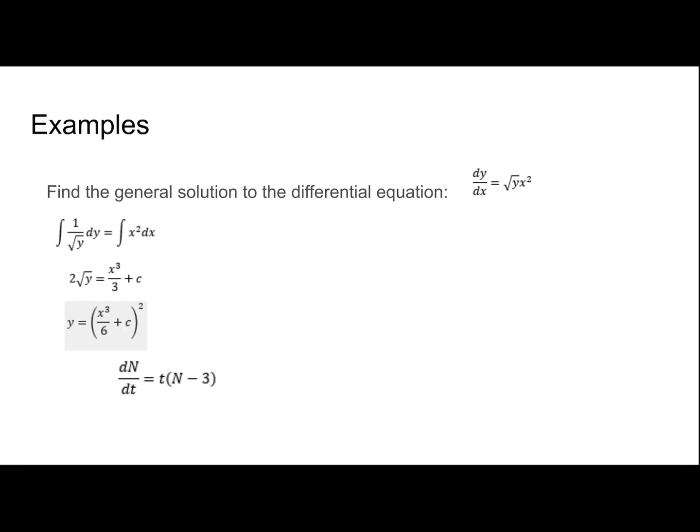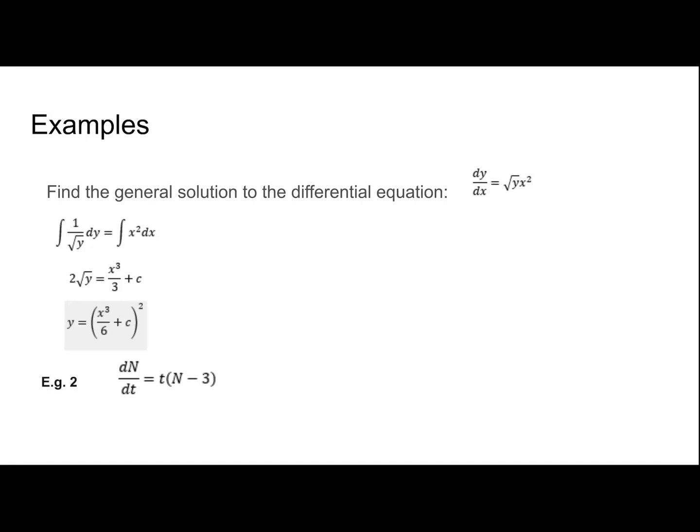And if we want to make y the subject of the equation, we're going to divide both sides by 2, and we're going to get x cubed over 6. The reason I didn't change the c is because c is just any constant, and if we divide this constant by 2, it's just going to be some other constant. Because it's just some constant, we don't really have to change it. We can just leave it as a plus c because this is a general solution. So in this case, we have y equals (x cubed over 6 plus c) squared.